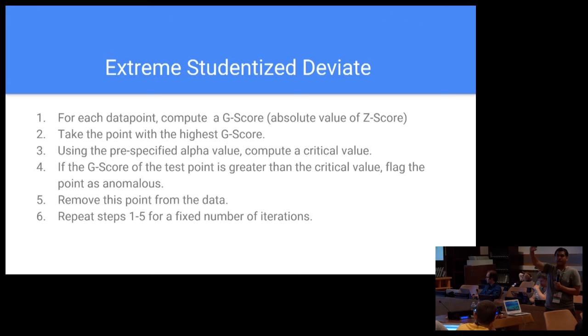Now you have the remaining data, and you find the next extreme point. Test it. If it's anomalous, remove it. If it's not, still remove it. And keep doing that until you're done.